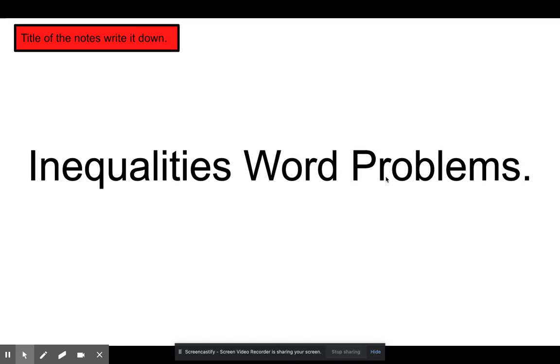Hi guys, as always, these are the titles to the notes. Please write it down. Inequality word problems. If at any time you need more time to write down what you see, please push the pause button.